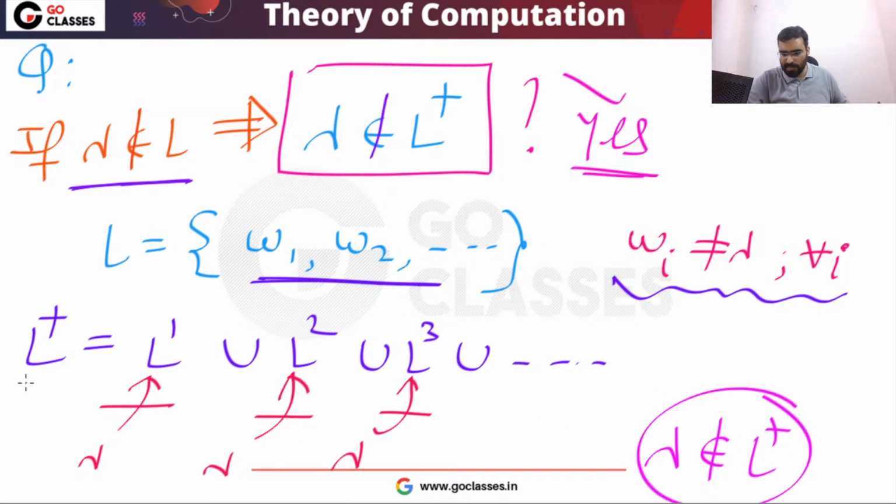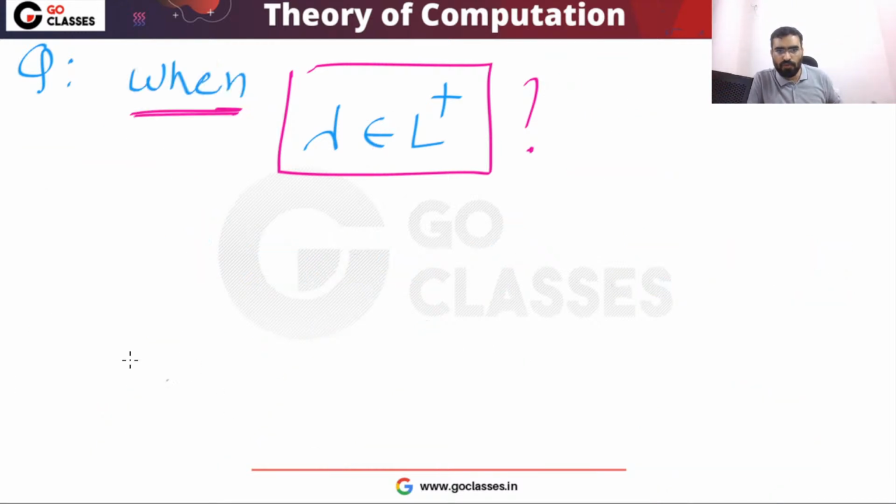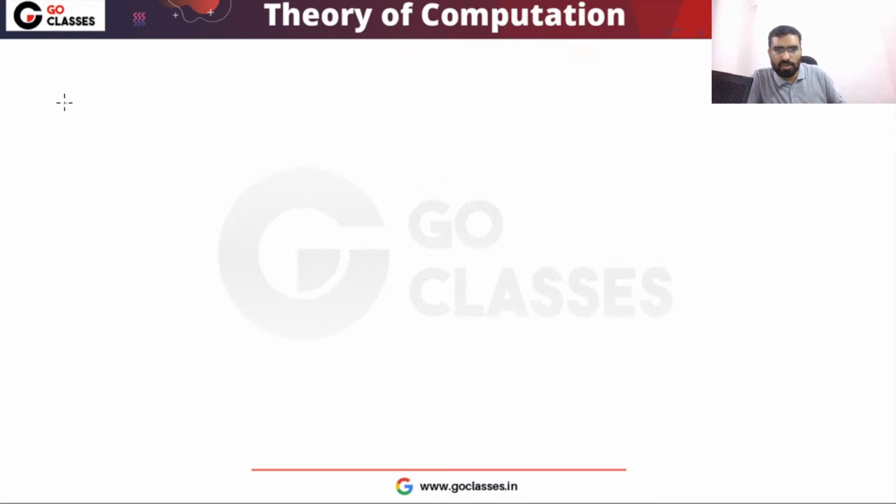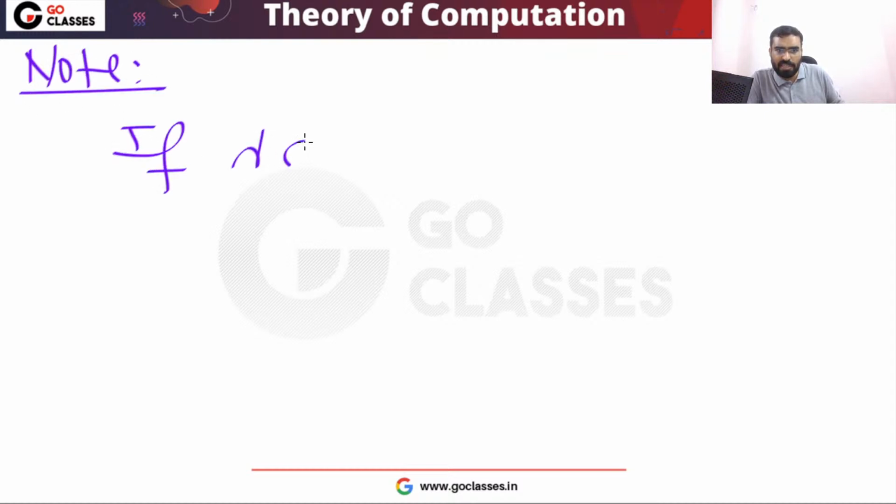So these are some simple points you can notice. What is the answer to the question: when can I say the empty string belongs to L plus? The conclusion is an if and only if statement. Remember, this is the final point: the empty string belongs to L if and only if the empty string also belongs to L plus. Correct?